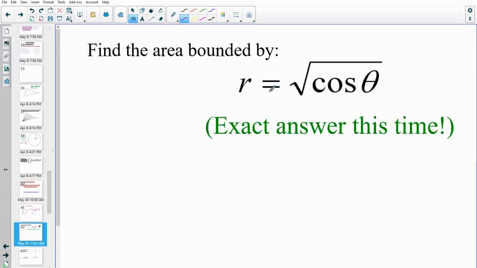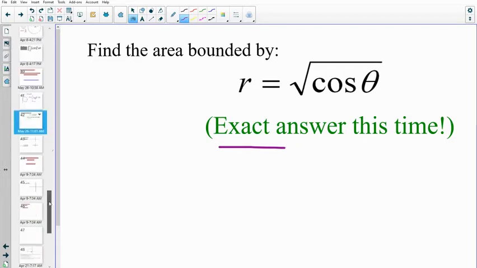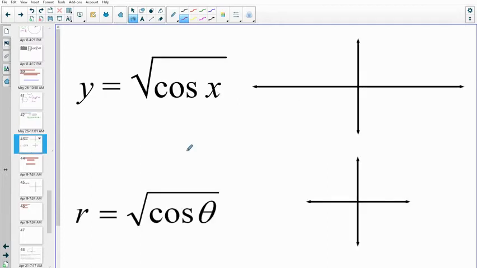Find the area bounded by this curve. r equals the square root of cosine theta. When I say exact answer, that means I want to actually do this in such a way that I get a value. I want to actually anti-differentiate. And so I need to figure out what my limits of integration are.